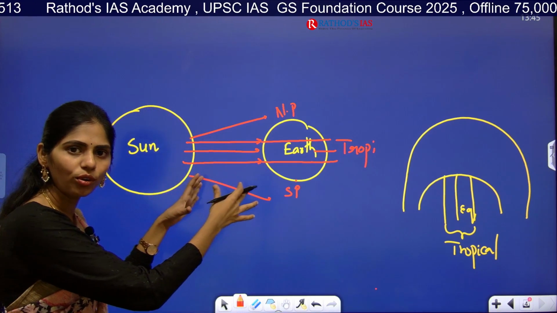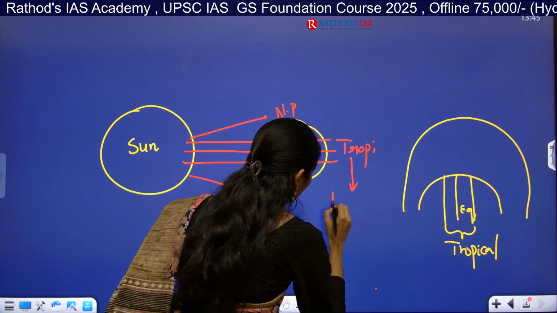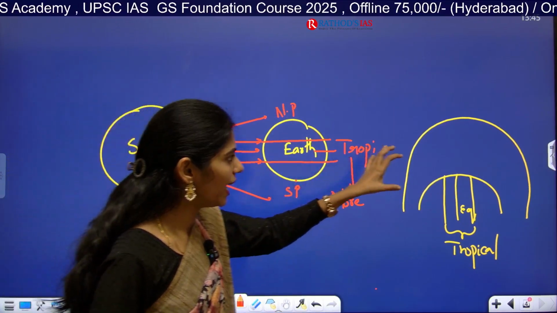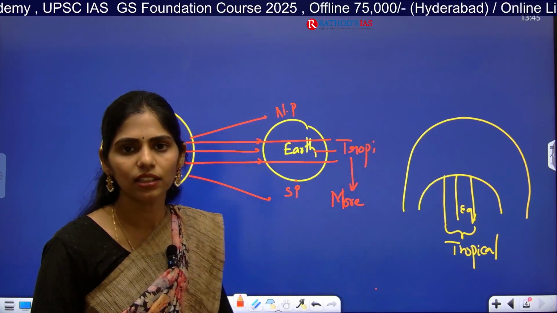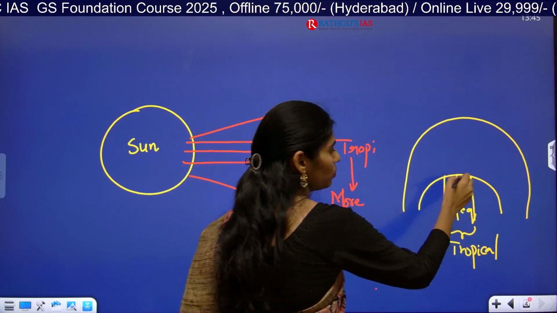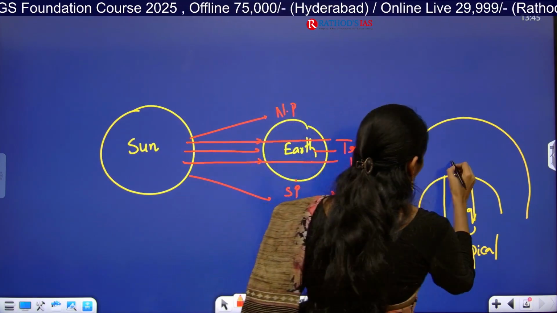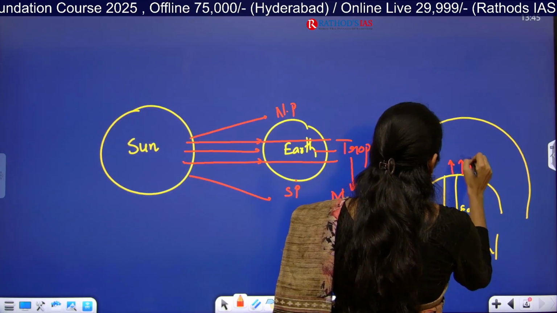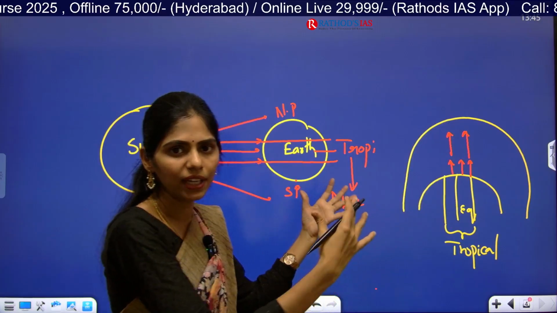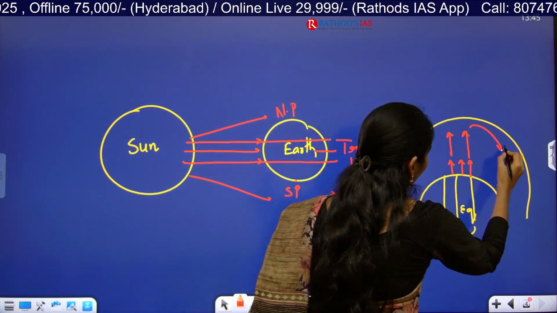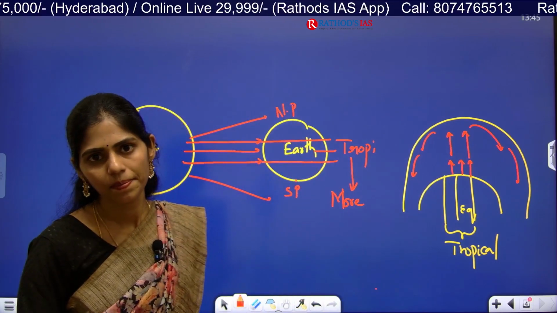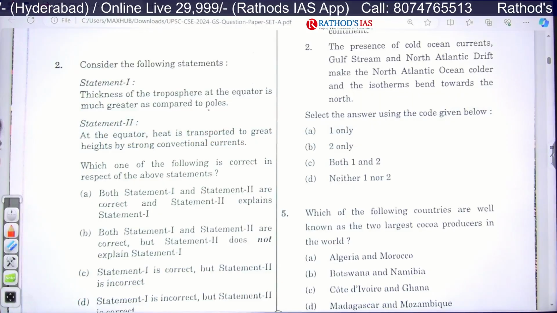Where there is more heat, in this tropical region we have more heat. Because of this, whatever air is there will get expanded and heated, right? The air which is getting heated here will become lighter and move up, and after reaching a certain height it will cool and come back. Because of this it is forming different cells. Clear?